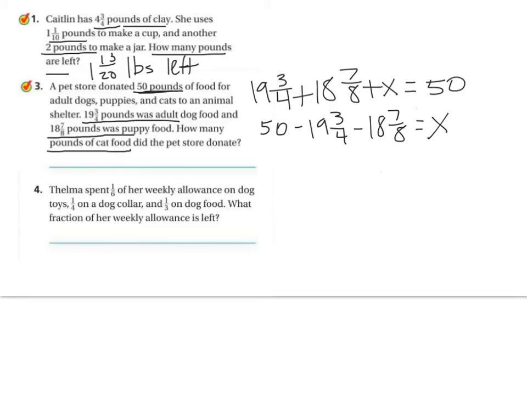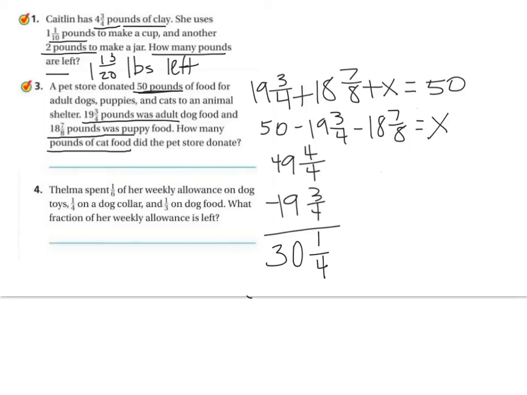I'm going to start by doing 50 minus 19 and 3/4. I'm going to go ahead and change 50 to 49, and I'm going to take that whole I just borrowed and turn it into the fraction of 4/4 minus 19 and 3/4. 4 minus 3 is going to be 1, so 1/4. And 49 minus 19 is going to be 30.